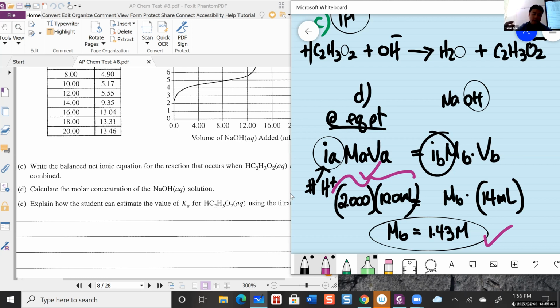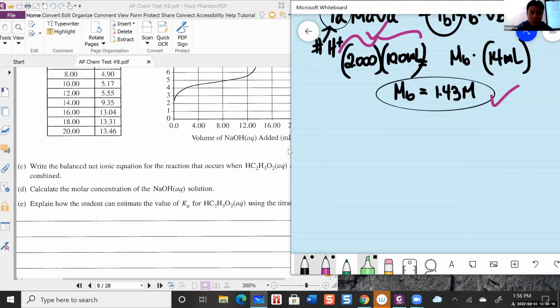Okay, so that is part D. So part D, 2 points for part D. Please add it together. And last part, part E, same question here.